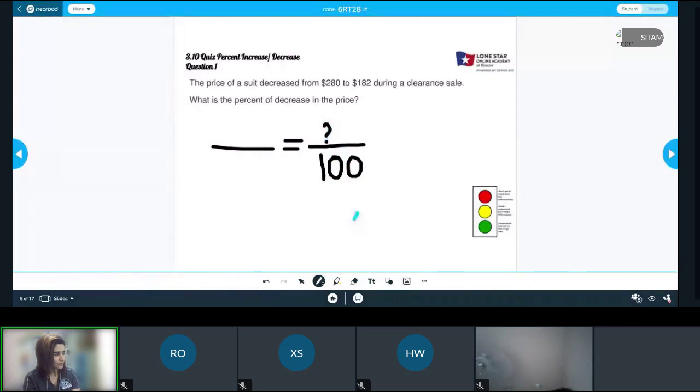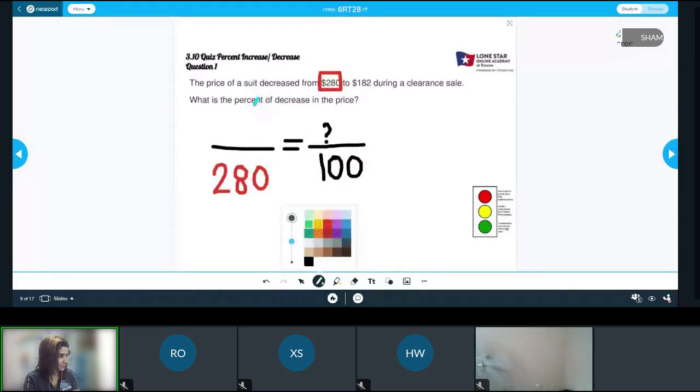So start from what is the original? The original is what before the discount happened, right? The starting price. So the starting price of the suit is going to be $280. And in the numerator, you will put the price change. How much did the price decrease? And you can calculate the price that decreased by subtracting 280 minus 182, right? Let's see.